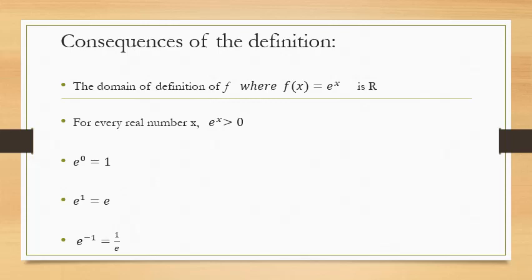Second, for every real number x, e power x is greater than 0. E power x is always positive because the base is 2.718 raised to any power, it should be positive. E power 0 is 1, e power 1 equals e, and e power negative 1 equals 1 over e.